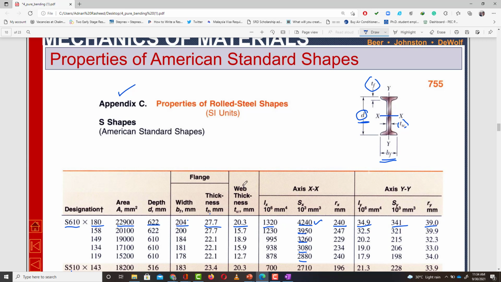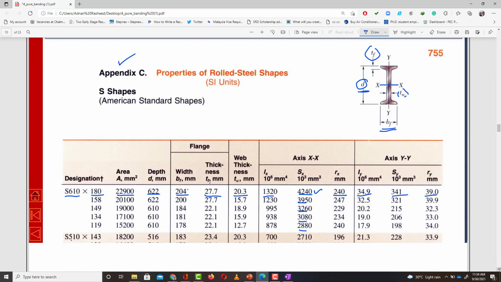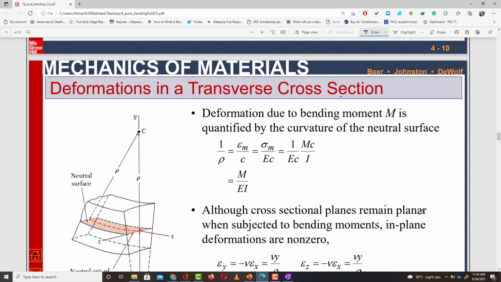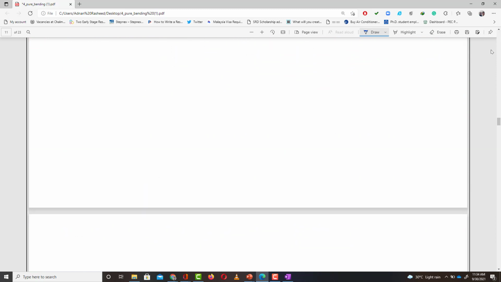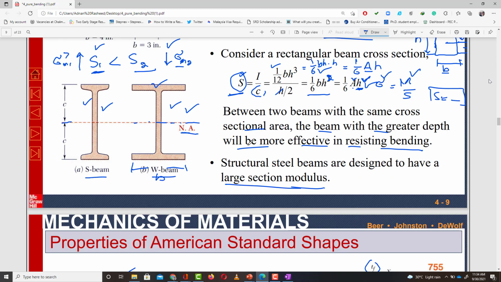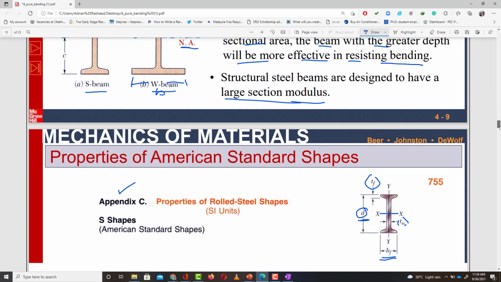So this table shows you the properties of standard shapes that are produced by American steel industries. By using this table, you can select the required beam for your design. Clear? Any question till now?